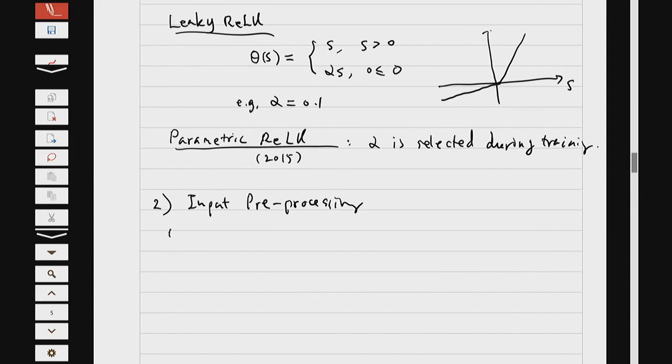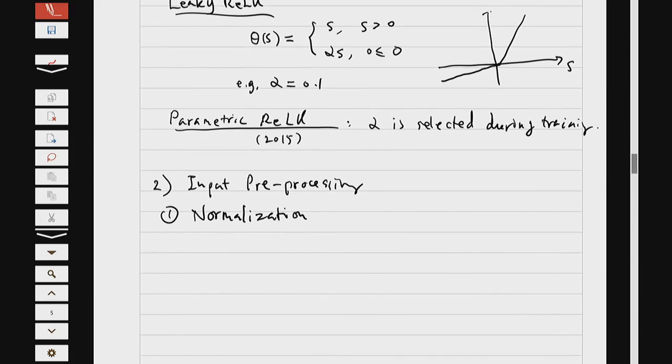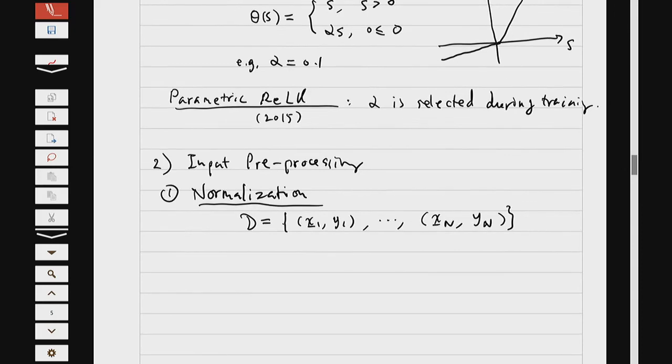Okay. So there are two things that we want to discuss. First one is normalization. Basically, you want to normalize your input to have zero mean and unit variance. Let's say the data points look like this: a set of x1, y1, up to n points. You have these data points, and why do we want to normalize them?